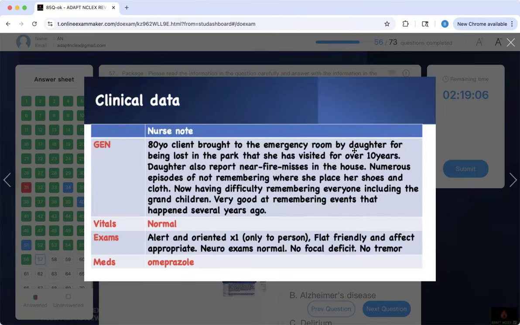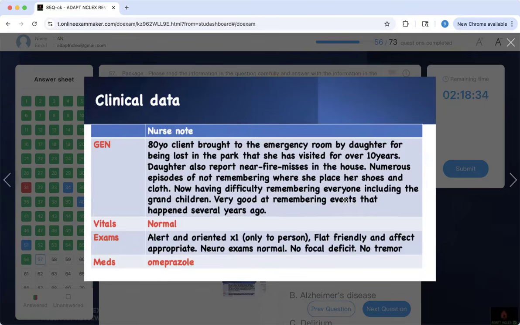An 80-year-old was brought into the emergency room by the daughter for being lost. That's the key: the age and lost in the park, and she has visited for 10 years. That means all of a sudden she's forgetting. This is the way you should read it. Daughter also reported near fire misses in the house, almost burned the house because she's forgetting things. Numerous episodes, not remembering where she placed her shoes in that room, having issues with short-term memory. Now having difficulty remembering everyone, including the grandchildren.